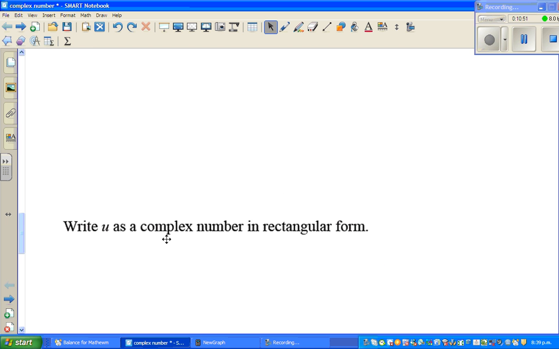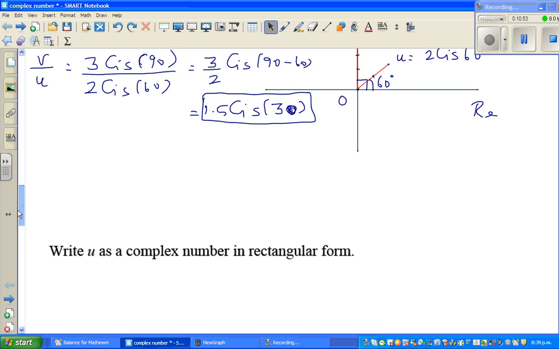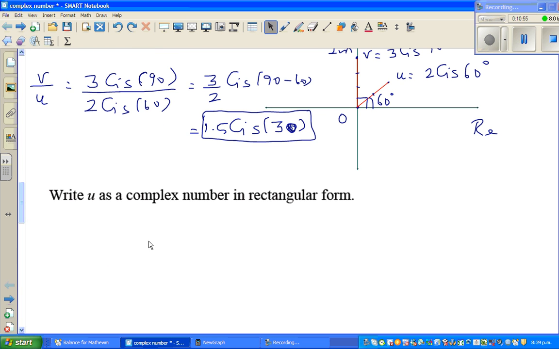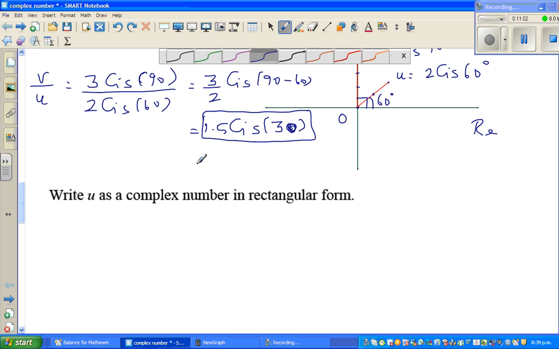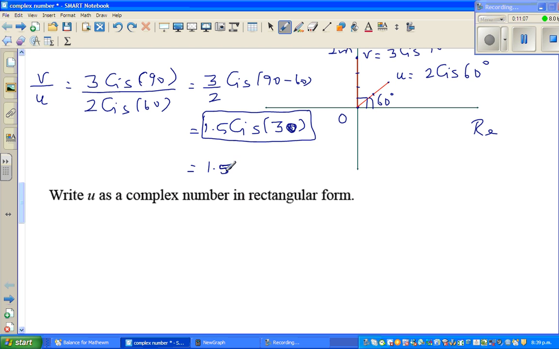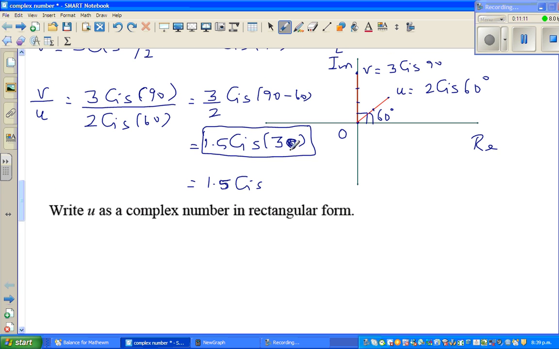Write u as a complex number in the rectangular form. Finally this is 1.5 cis, because the question was in radians, 30 is pi by 6. So this is your answer: 1.5 cis pi by 6. 180 divided by 6 is 30.